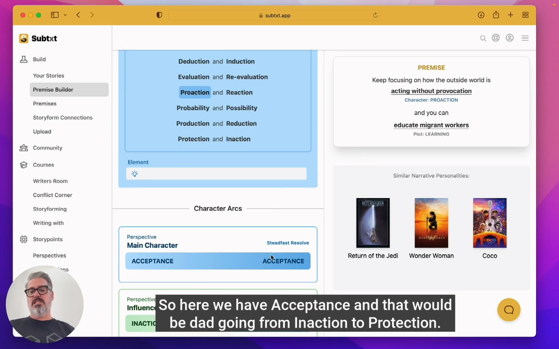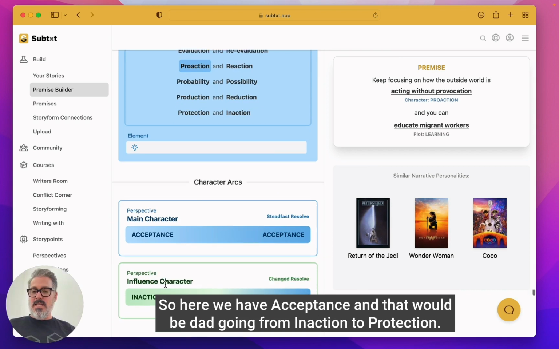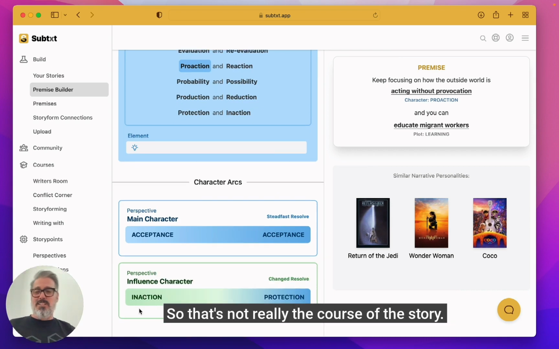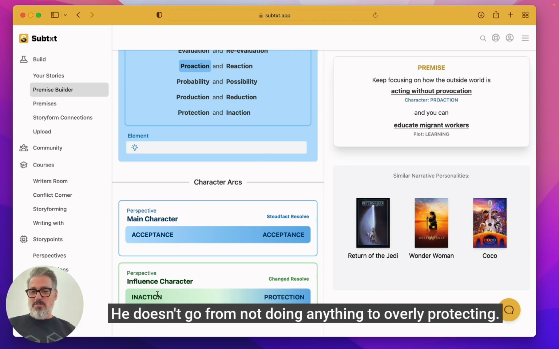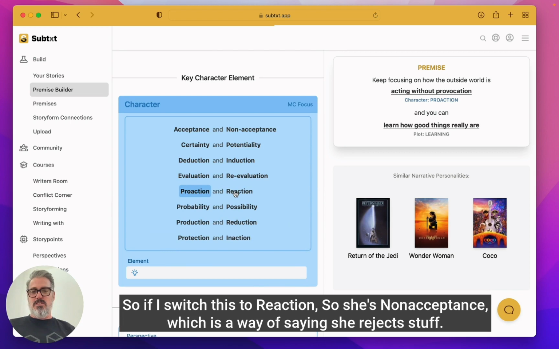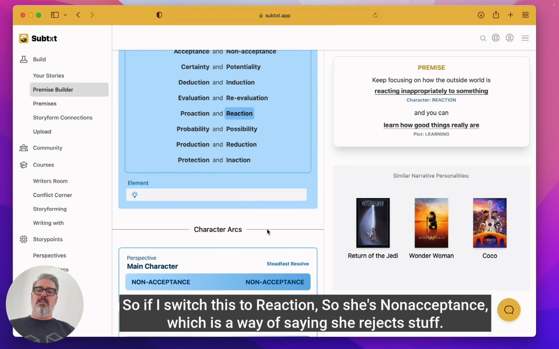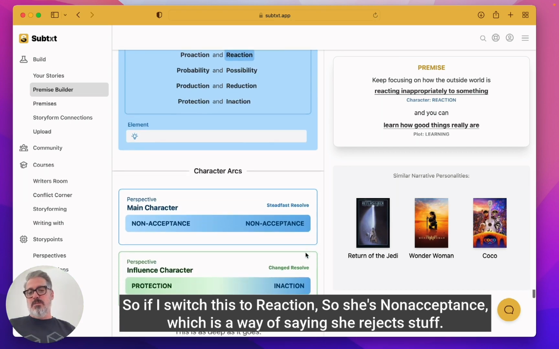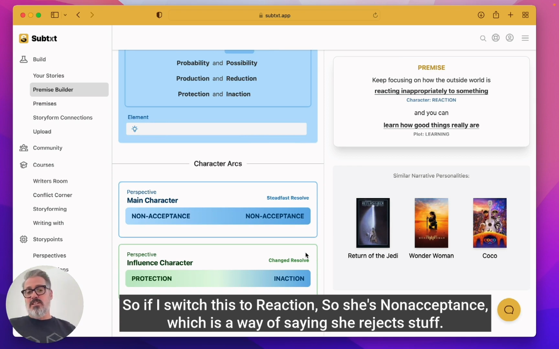Okay, so here we have acceptance, and that would be dad going from inaction to protection. So that's not really the course of the story. He doesn't go from not doing anything to overly protecting. So if I switch this to reaction, so she's non-acceptance, which is a way of saying she rejects stuff.